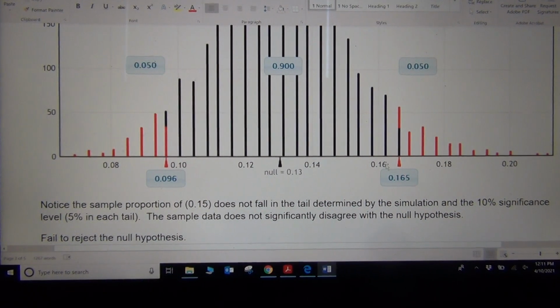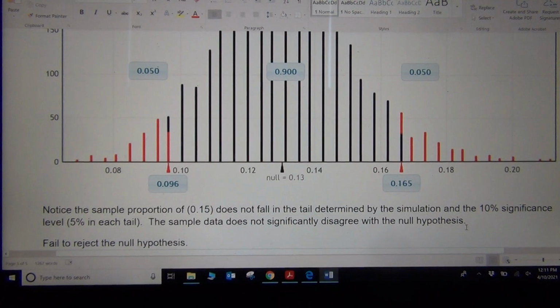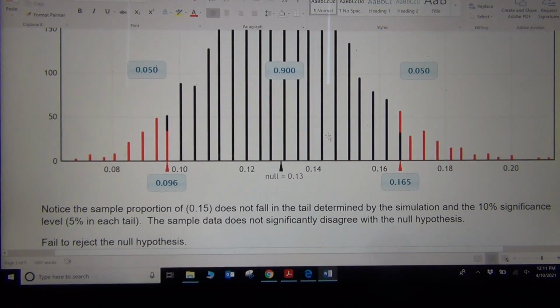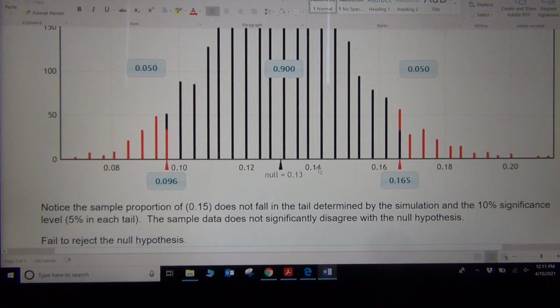That means my sample data, 0.15, does not significantly disagree with the null hypothesis, 0.13. Even though 0.15 looks different than 0.13, it's really not that different. It's what we would expect to get by sampling variability.